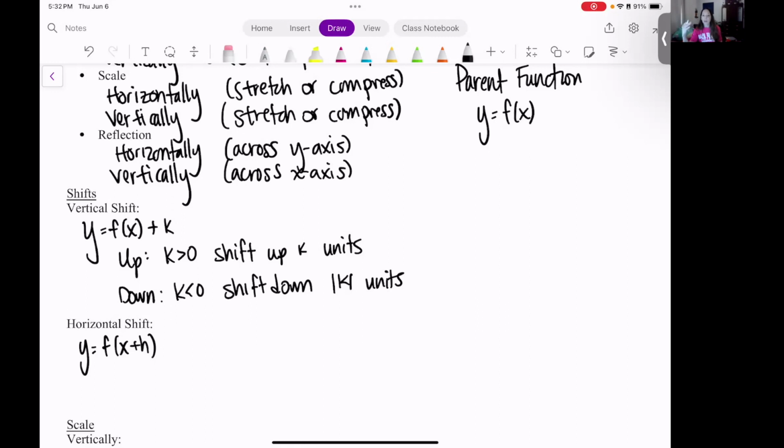If K is positive, we're shifting up that many units. If K is negative, we're shifting down that many units. But notice that we use absolute value for K because if you shifted down -3, that's actually up 3. So you would shift down 3. For instance, this might look like y equals f of x plus 3 or y equals f of x minus 2. The first one takes the function up 3. The second one takes the function down 2.